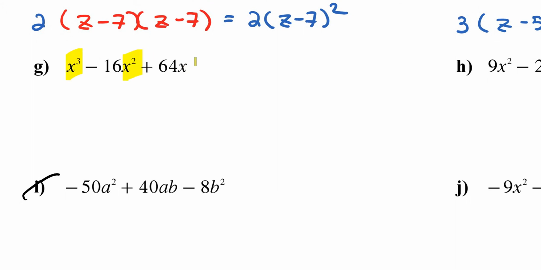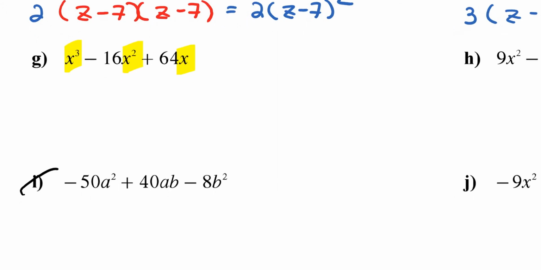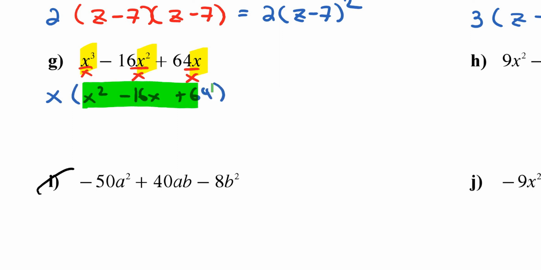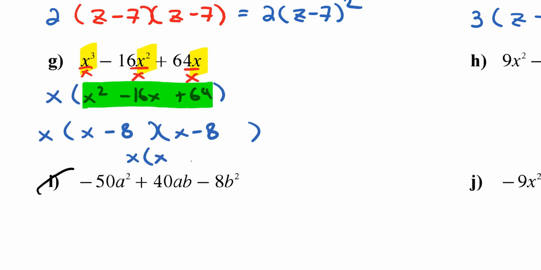All right, let's move on to letter G. x cubed, x squared, and an x. So the maximum number of x's that I can remove is 1. So x is the greatest common factor. And if I factor out an x from every single term, I get x squared minus 16x plus 64. And you know, we need to continue to factor that trinomial there, and I know it's going to be x minus 8 and x minus 8. So my final answer is x times x minus 8 all to the power 2.